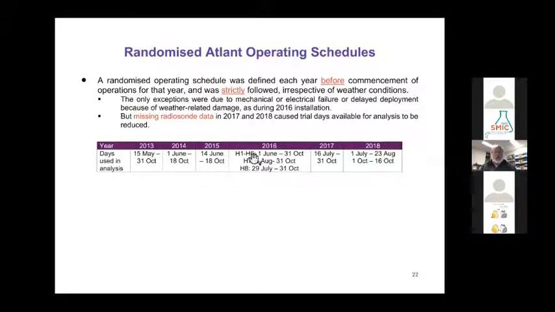Okay, this shows you the schedule for when the atlants were operated. The only exceptions, it was a randomized operating schedule. It was defined each year before commencement of operations for that year, strictly followed irrespective of weather conditions. It didn't matter whether there was clouds or not, they just ran. The only exceptions are obviously when the machines themselves had issues, and there was missing radio sound data, as I've already talked about.